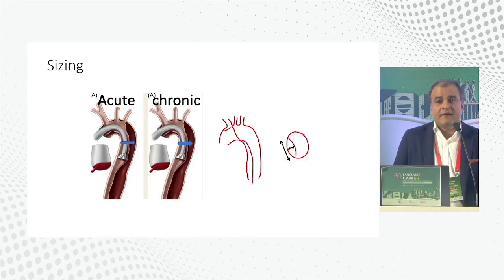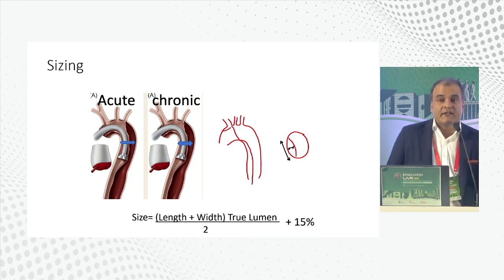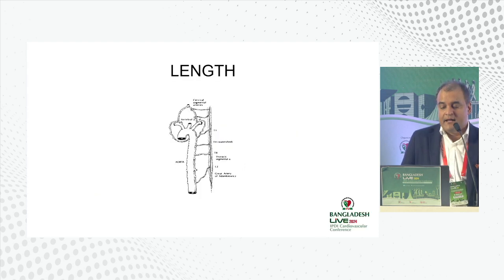Now, sizing is very important in this kind of case when you're doing a frozen elephant trunk. If it's an acute case, it's important not to oversize. So if the total diameter is 4 centimeter, you put a stent which is 4 centimeter. You do not oversize. Whereas in chronic cases, you will see the false lumen will be small, true lumen will be big, or vice versa. In those cases, we use a formula where we look at the length and width of the true lumen, divide it by 2, and then add 15%. So roughly, it's somewhere midway between the false lumen and true lumen diameter.